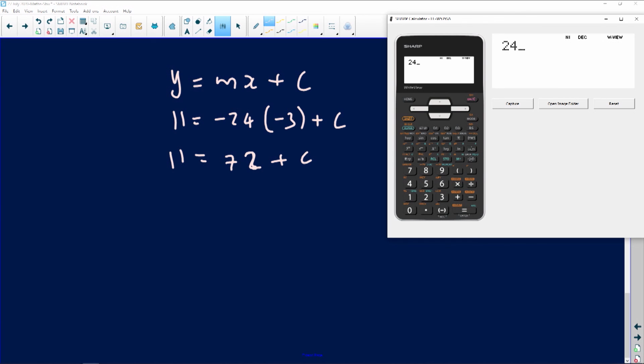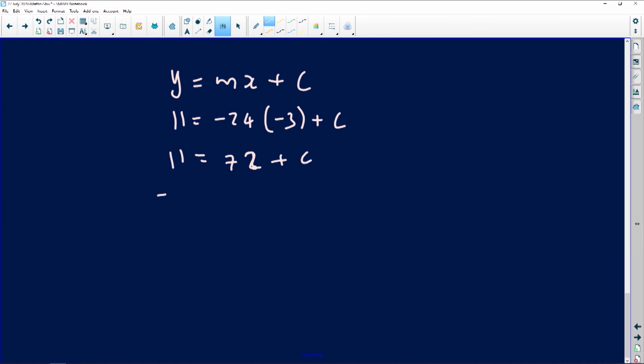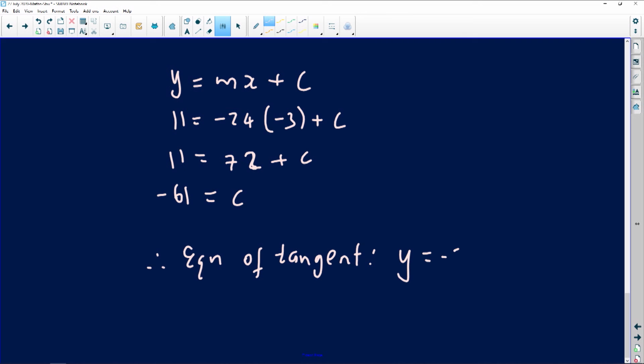Okay, so if you do 24 times 3, you're going to end up with 72. If you do 11 minus that 72 on both sides of the equation, you end up with an answer of negative 61 like we predicted. So negative 61 becomes your c value. Therefore, the equation of the tangent that you are looking for is simply y equals negative 24x minus 61. And this will be the solution to this awesome question.